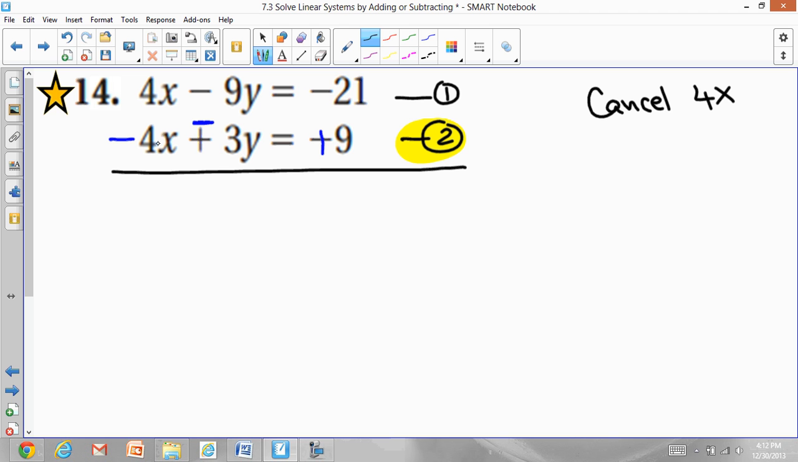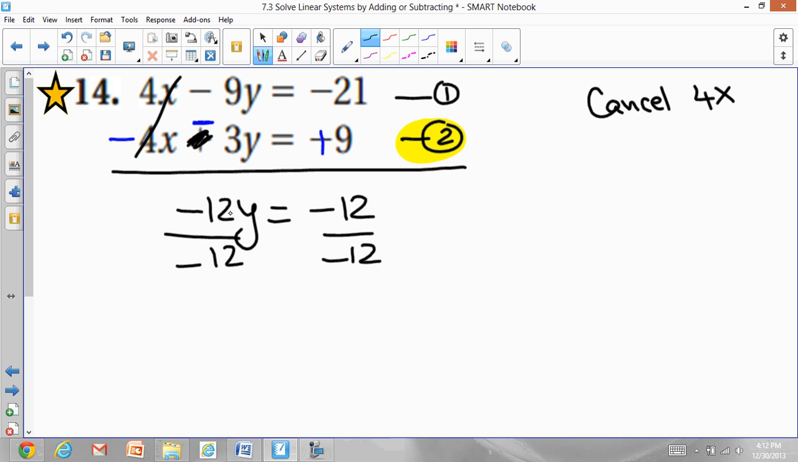So now, after I'm done changing the signs, I can cancel them. 4x and negative 4x cancel out. So this is no longer there. Negative 9y and negative 3y combine to give you negative 12y. Negative 21 and positive 9 combine to give you negative 12. Divide by negative 12 on both sides. Cancel. You get y equals 1.